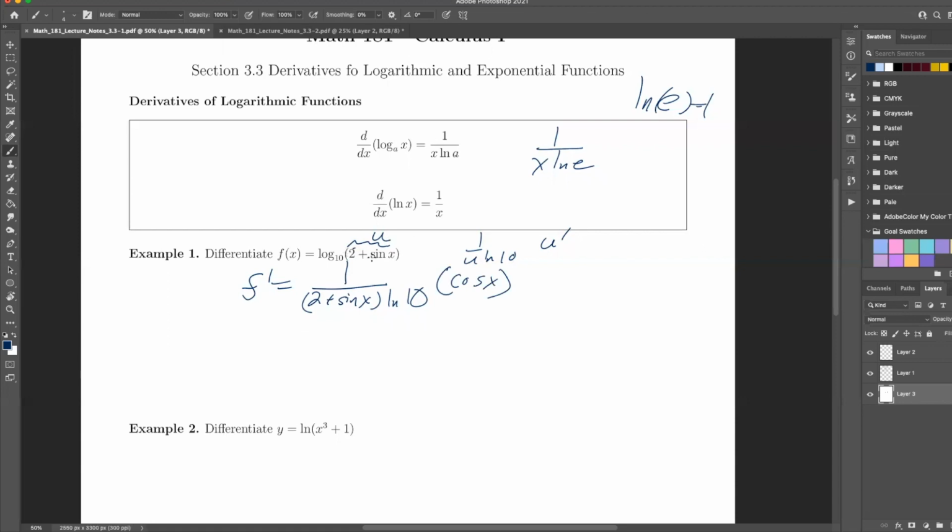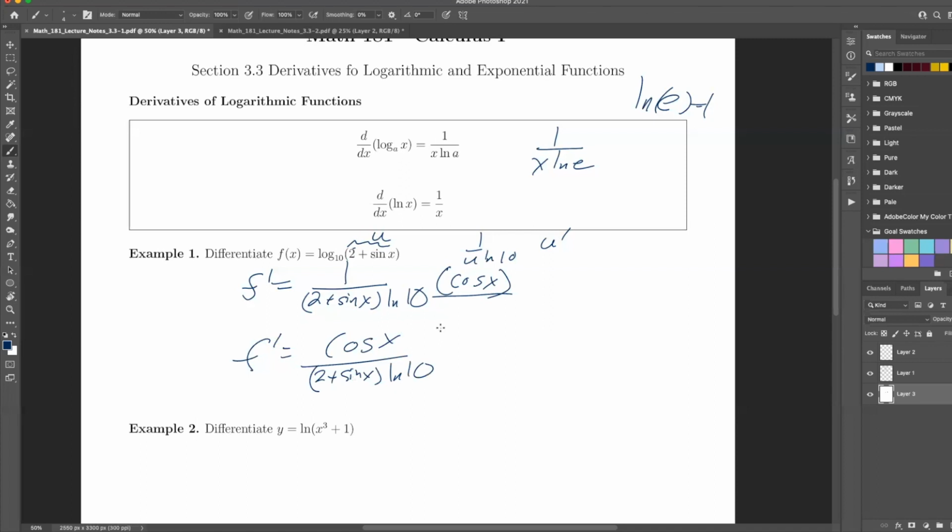Does everyone understand why I have to use chain rule here? Any questions on where this cosine of x came from? Please let me know. I can re-explain it real quick in a different way that may be less confusing. No, everyone seems okay with it, at least so far. So f prime becomes cosine of x over 2 plus sine of x ln of 10.